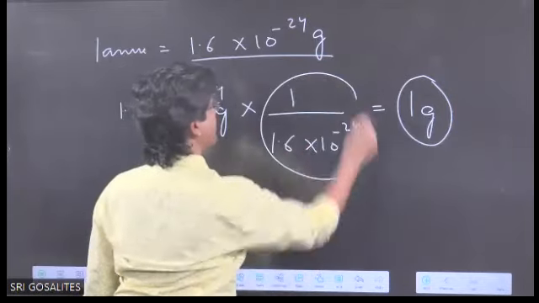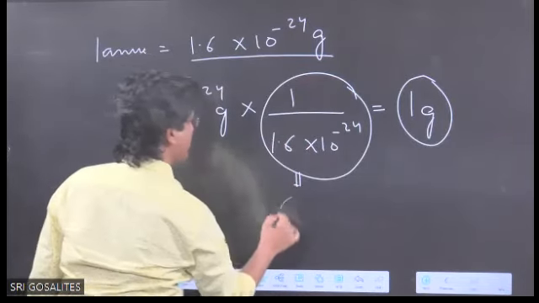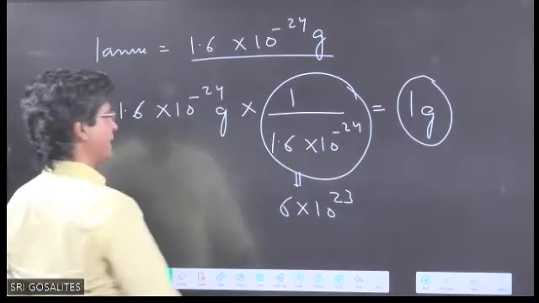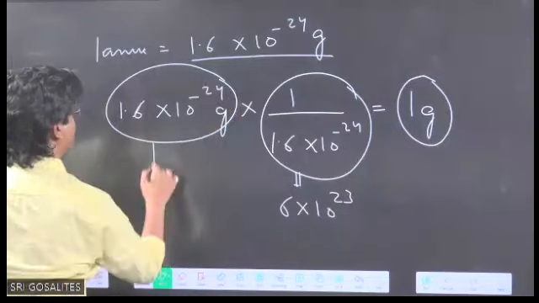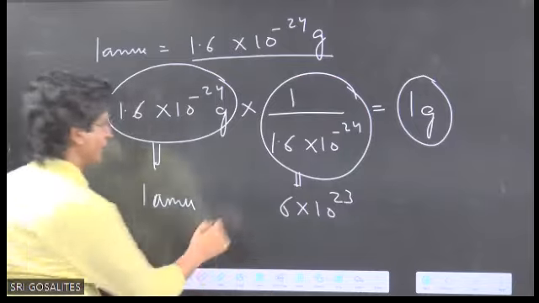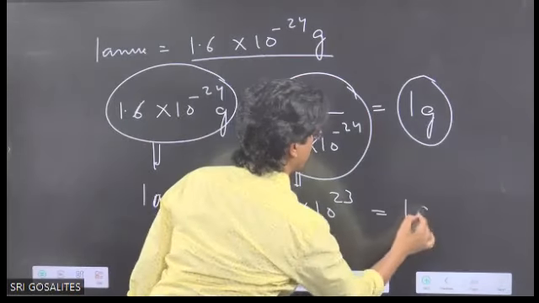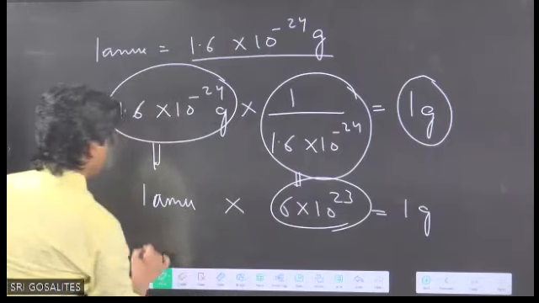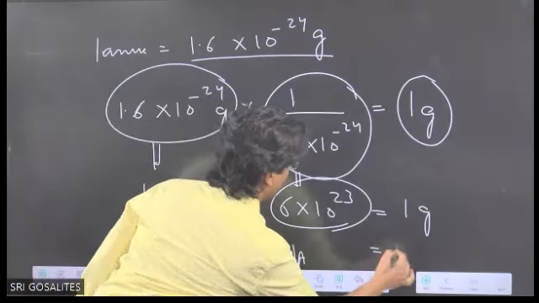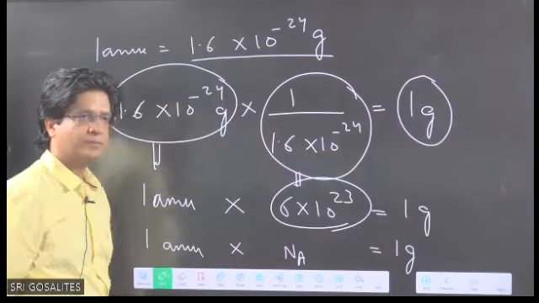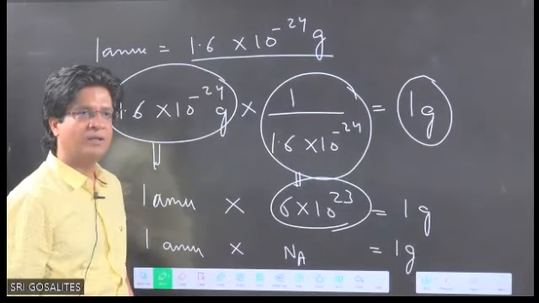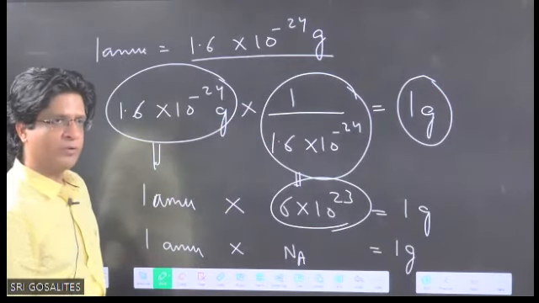Now, this number, when you solve it, will be 6 into 10 to the power of 23. Yes or no? And this is 1 AMU, atomic mass unit. Into this will give you 1 gram. This is also called Avogadro's number. So I can write down 1 AMU into Na will be equal to 1 gram. Agree or not? So it is that simple. It's not tough at all. Na is Avogadro's number. Okay.